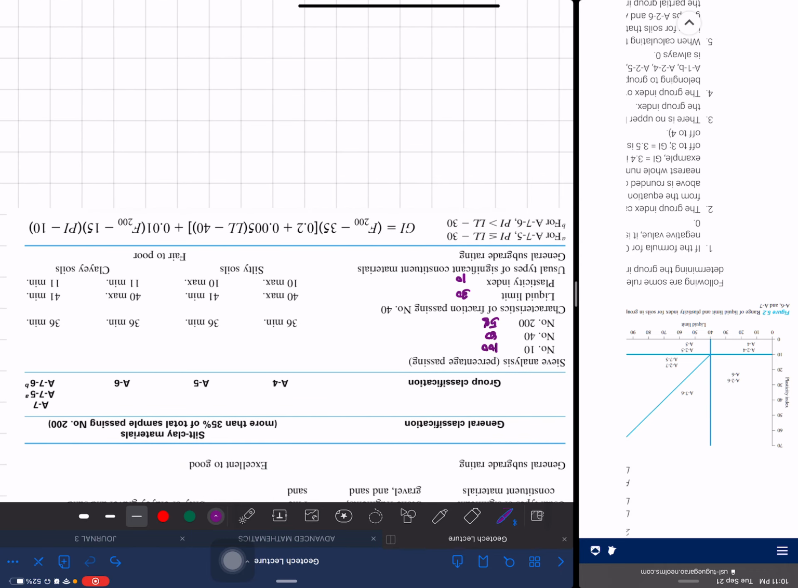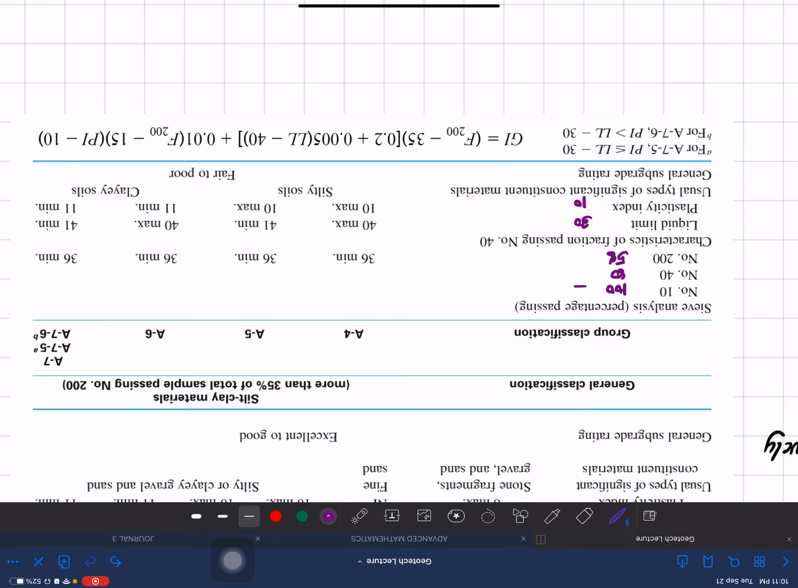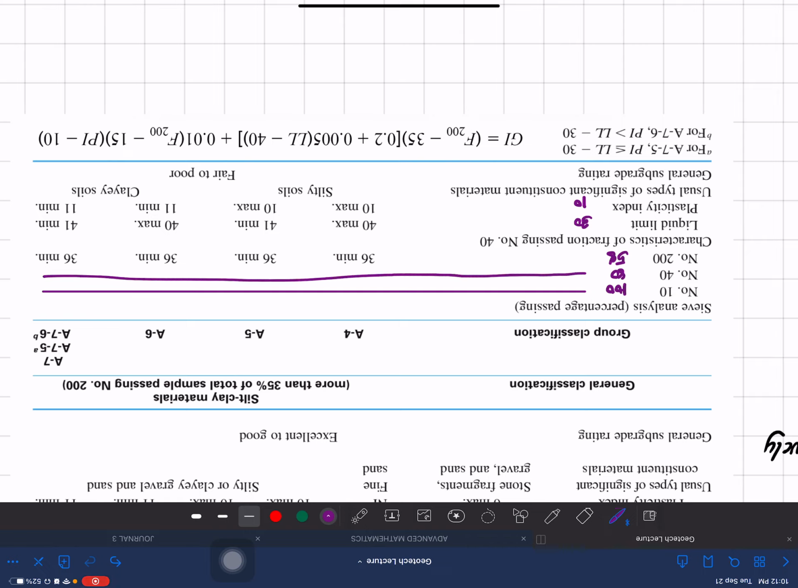Basahin natin yung ating table. Okay, so if wala tayong parameter sa number 10, okay yan. Wala din tayong parameter for number 40. Now, yung parameter natin for number 200 meron, pero yung A4, A5, and A6, that actually satisfies all. Kasi pare-pareho naman sila, 36 minimum, 36 minimum, 36 minimum, 36 minimum. So, gagawin na lang natin is, screen pa natin siya further. Check na natin yung liquid limit.